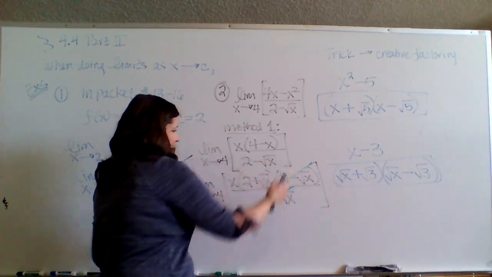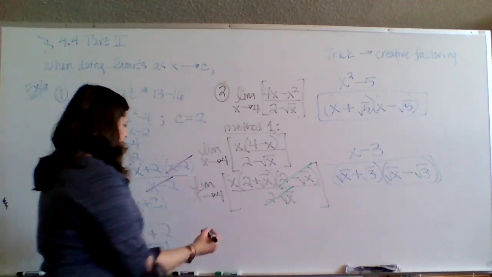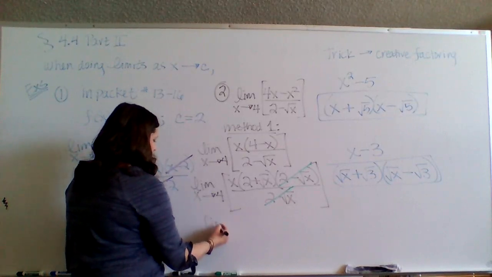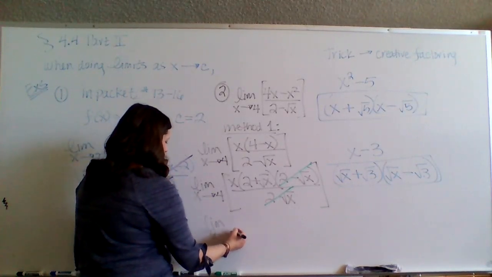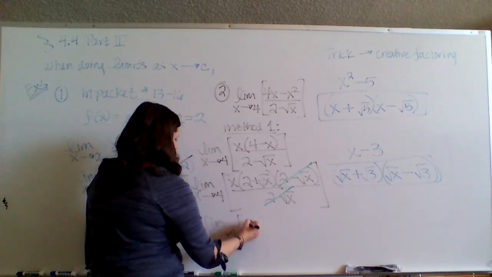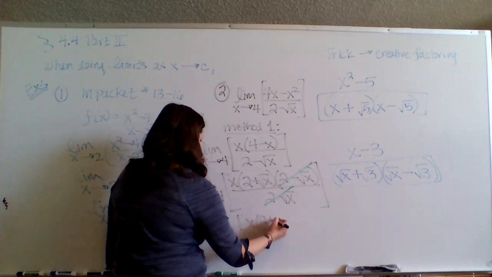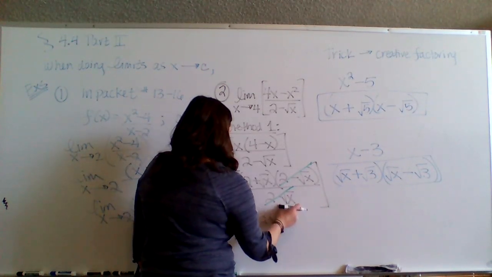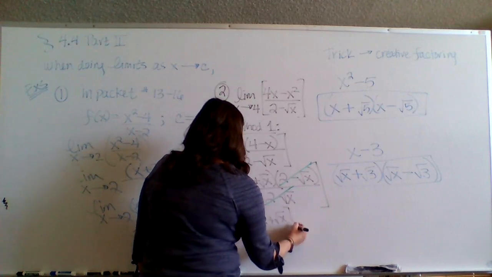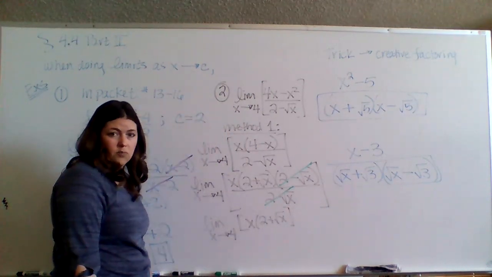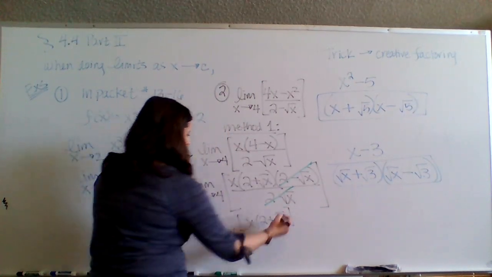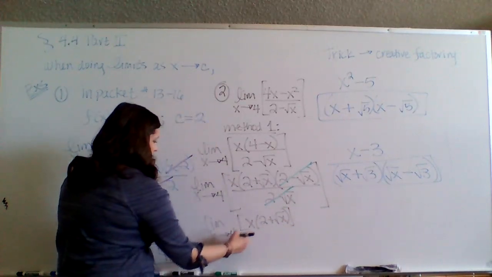I slice those 2 binomials out, and now I'm just down to the limit as x approaches 4 of x times 2 plus the square root of x. I don't even have a denominator anymore. So if I got my bad factor to go away and I don't even have a denominator anymore, direct substitution should happen. So I'm going to plug in that 4.